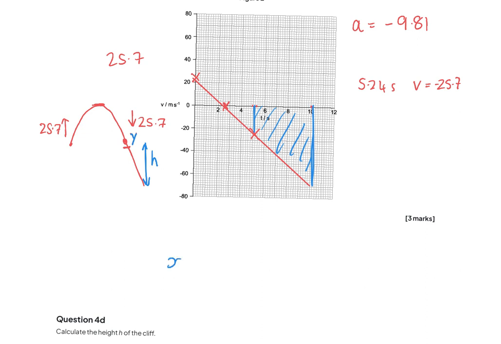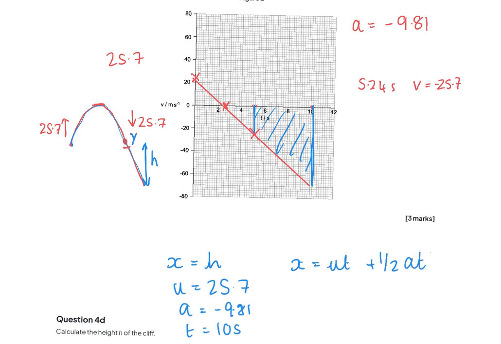So we're going to say originally the displacement x is going to be equal to our height, h. Our initial velocity is 25.7. Our acceleration is going to be equal to negative 9.81, and our time is going to be 10 seconds. So I'm going to include all of the time from the beginning all the way to the end, because that's what I'm taking our initial velocity as. And I'm going to use x equals ut plus half at squared. I'm going to pop in all of my numbers there.